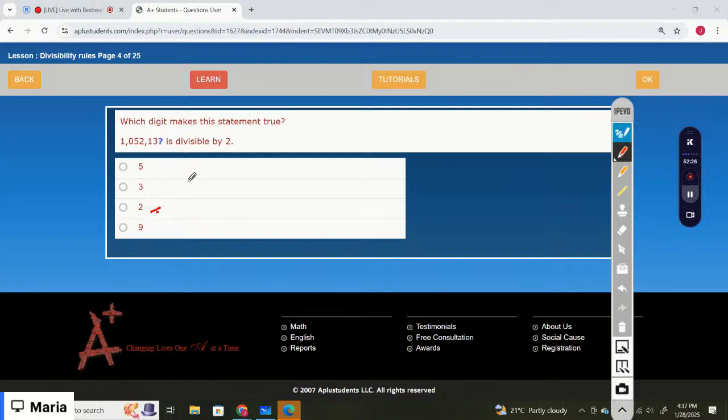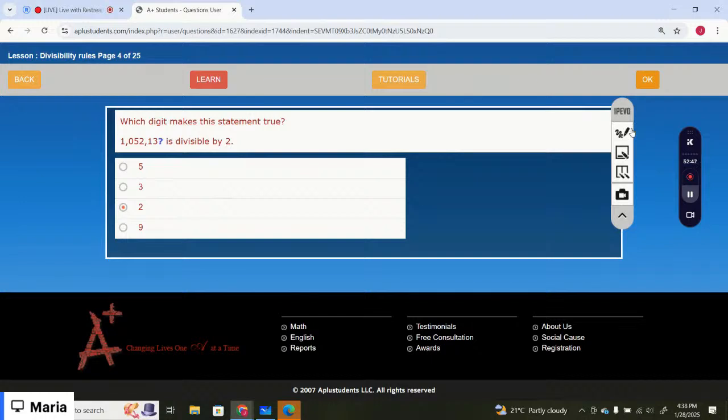The missing number is 2 because the number is divisible by 2. So the ones digit must be 0, 2, 4, 6, or 8. But here, out of 0, 2, 4, 6, and 8, we are given only 2. So that means the ones digit must be 2. The correct option is 2. Option number 3 is the correct option.